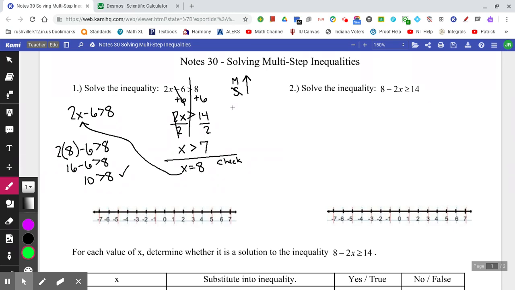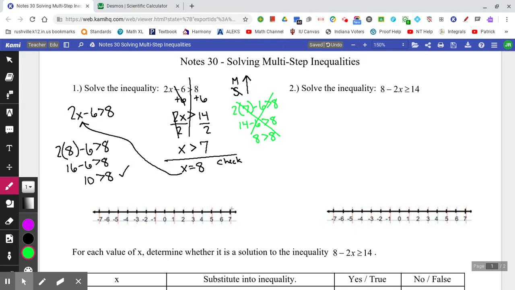So if I take 2 times 7 minus 6, 2 times 7 is 14 minus 6. 14 minus 6 is 8. Is 8 greater than 8? No, it's not, because it's equal to. All right, so this one didn't work. 7 doesn't work. But anything bigger than 7, so 7.1 would work, and so on.